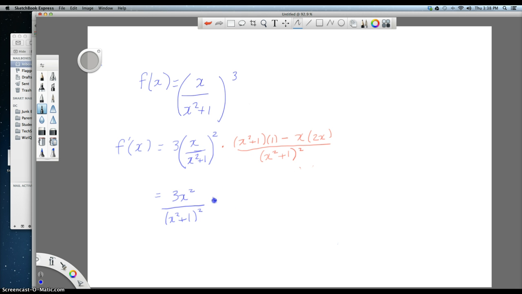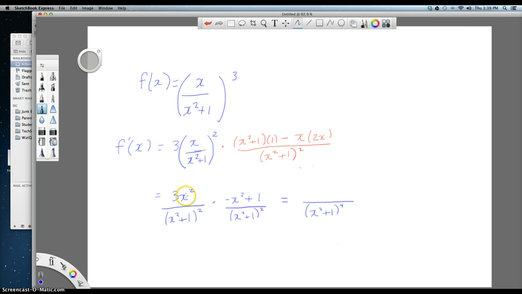Now, when you clean up this function here, that's not much of a multiplication sign there. When you clean up this numerator, you're just going to have x squared plus 1 minus 2x squared. So you're going to have negative x squared plus 1 all divided by x squared plus 1 squared. Now, when you multiply two numbers with the same base, you add their exponents. So this denominator is actually going to become x squared plus 1 to the fourth power. Okay, there's the bases, the similar bases.